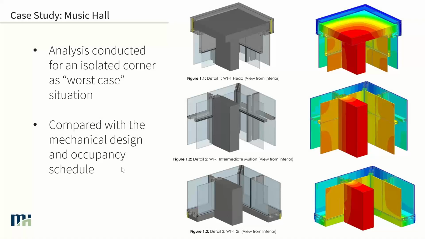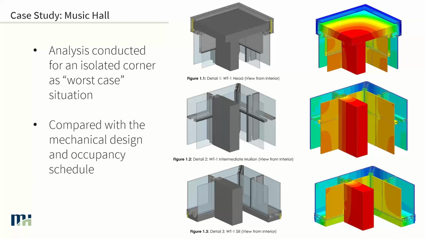So with this analysis, we can get all those surface temperatures, and that can be compared with the mechanical design and the occupancy schedule. So we worked with the mechanical designer to really figure out, okay, these are what we're showing as the worst case scenarios for these temperatures. So what are the interior conditions like? Are they going to fluctuate? What do we have to worry about?